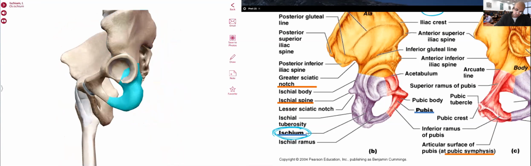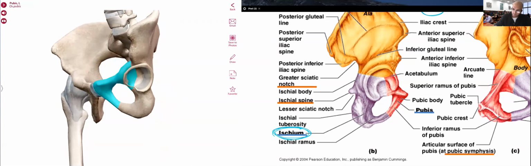If you notice on here, the three bones are going to be fused in a socket. What do we call this socket on here? This is my acetabulum. The acetabulum is this cavity where the head of the femur is going to be articulating, and also is going to be the site for the fusion between the three bones forming my coxal bone.